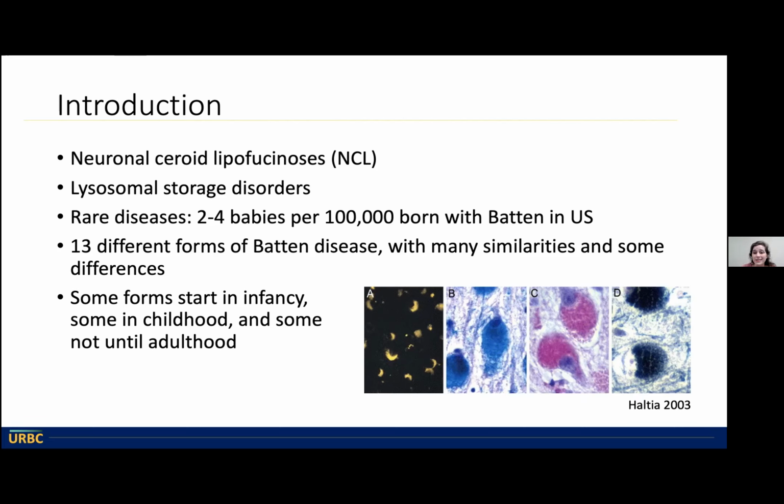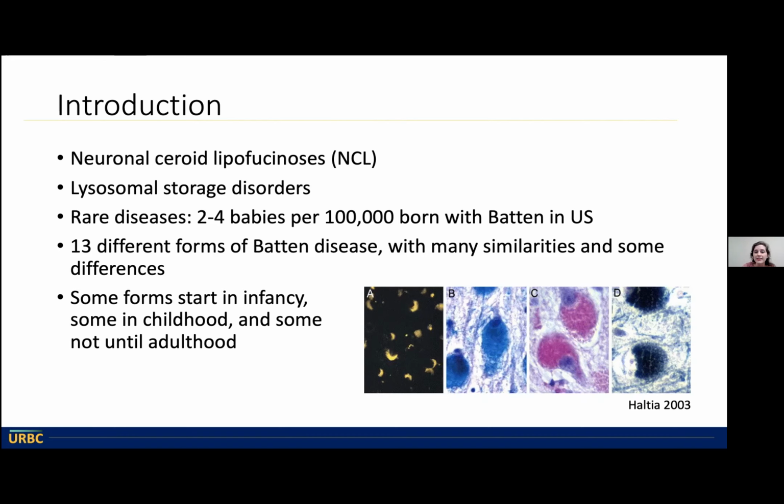Next, Batten disease is a rare disease, and only about 2 to 4 babies out of every 100,000 born in the US are diagnosed with it. There are 13 different forms of Batten disease. There are different key features that they share in common, but also a number of features that set them apart from one another. One of the main differences between the different forms is the age when they first start. Some of them start as early as infancy, some start in early or in late childhood, and some not until adulthood. Some of the other ways that you can distinguish between the different forms are by looking at the specific gene that is involved, the order that different symptoms occur, and the rate of progression.